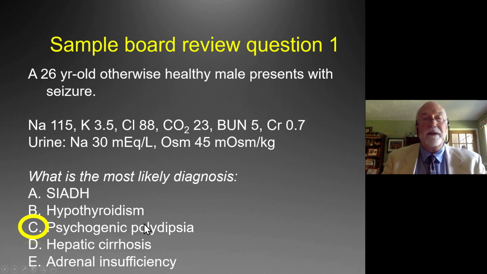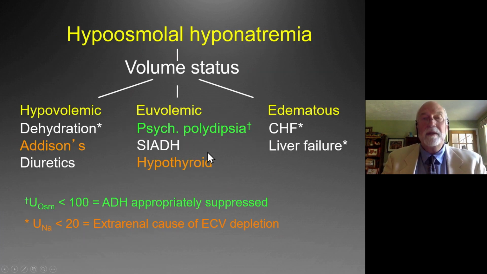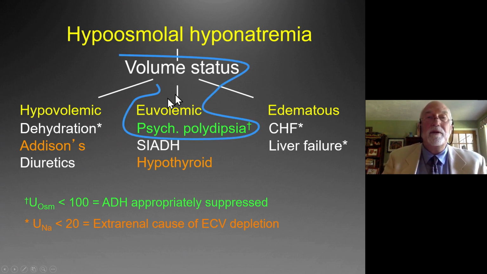And the clue here is the urine osmolality being low. So if I click to the next slide, psychogenic polydipsia is the correct answer. And the reason is, if you look at this approach, this patient falls into euvolemic, and I can define that by the urine sodium being 30 or greater. And the low urine osm tells me that that's the condition we're dealing with in this patient.